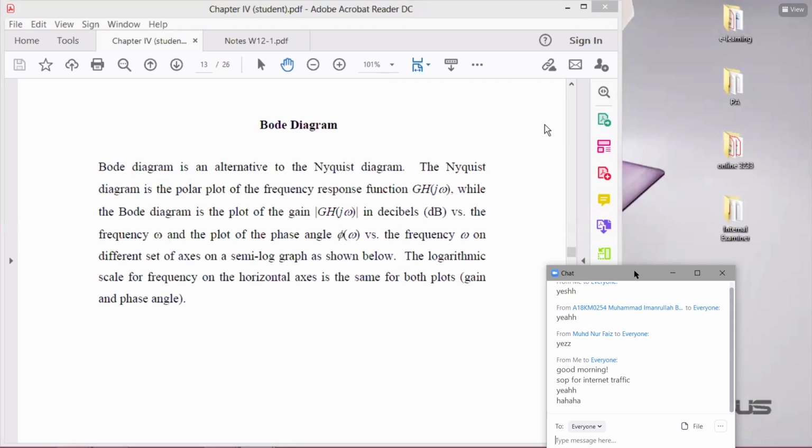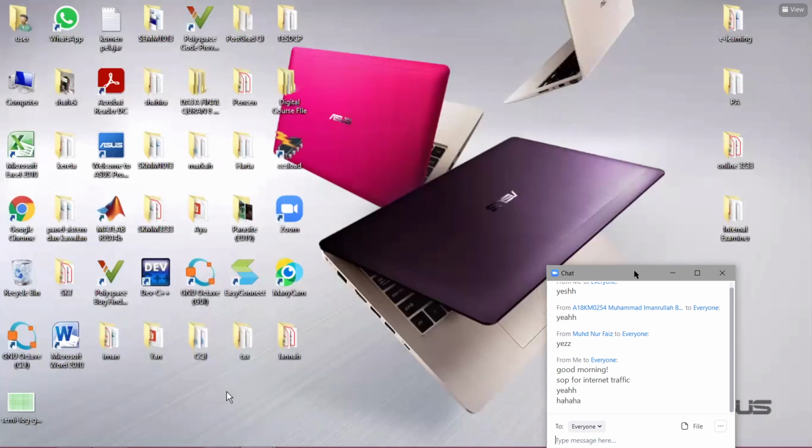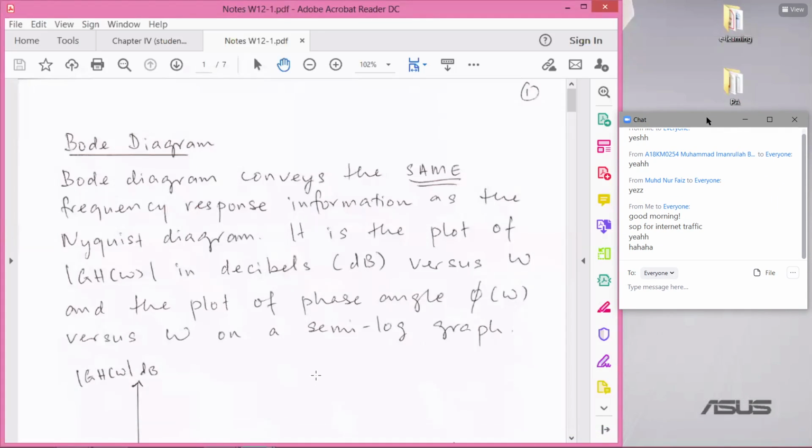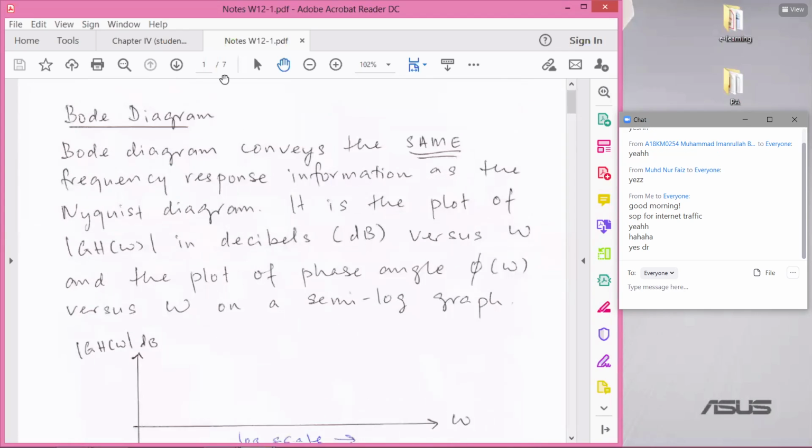So it is just the same information. So let's go to my notes. Okay, I have double checked. On your e-learning, you have this note. I just uploaded this.